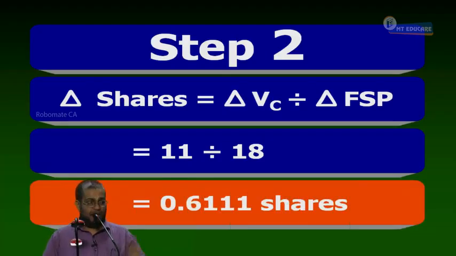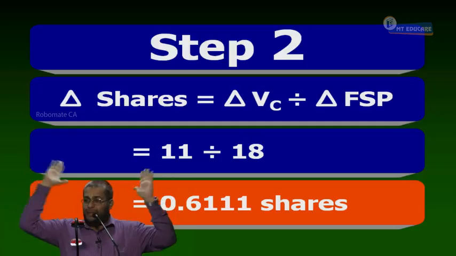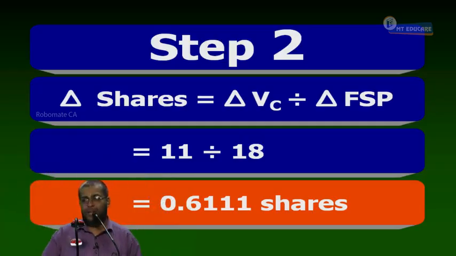We can trade in lots and convert it. So, you have to write the number as decimals: 0.6111 shares. We don't have any liberty to round off any numbers. Can I proceed or not? Now, how many steps are there? What is over here? 2 steps. Step number 1 is change in VC and FSP. Step 2 is delta shares.